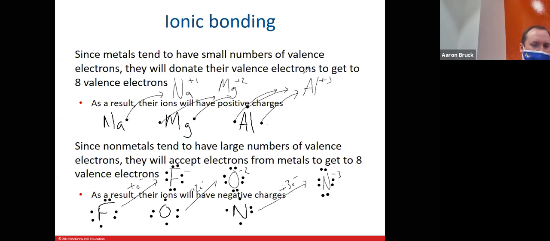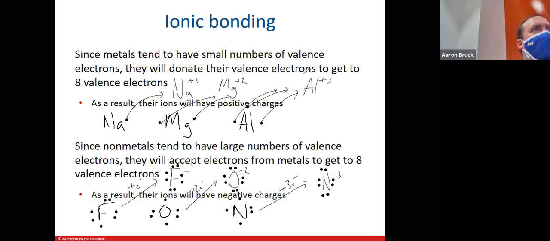So metals tend to give away their valence electrons, and by vacating that outer shell, it's got the same kind of electrons that a noble gas does. It's got its octet that way. Nonmetals add electrons, and in adding electrons, they get to 8 electrons on the outside through those additions. They just have to absorb as many electrons as it takes to get there.